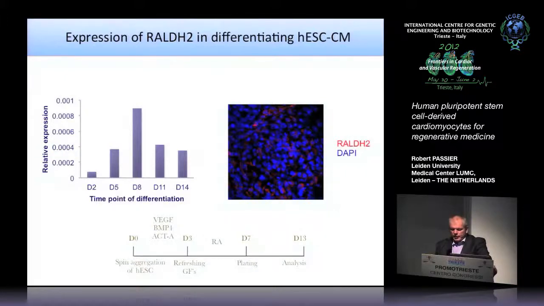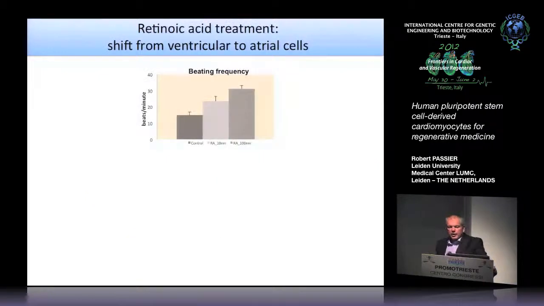And we followed the expression patterns of genes and, for example, the beating frequency of these cells after the differentiation. So this is the result of that particular experiment, where we have 2 concentrations of retinoic acid, 10 nanomolar and 100 nanomolar, and you can see that by increasing this dose you have a higher frequency in these differentiated cells in the presence of retinoic acid.